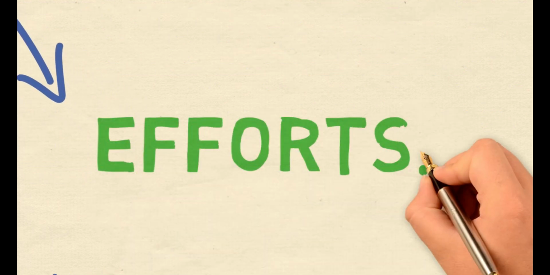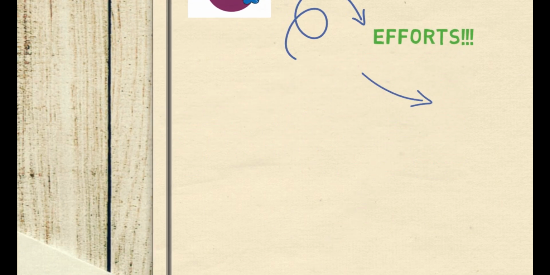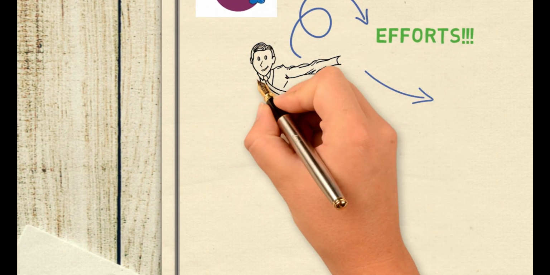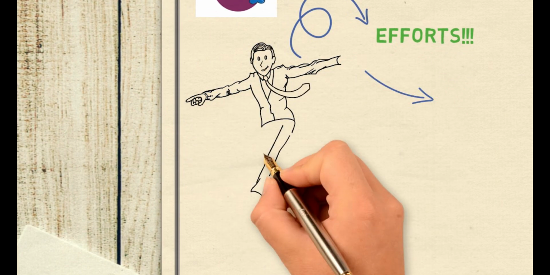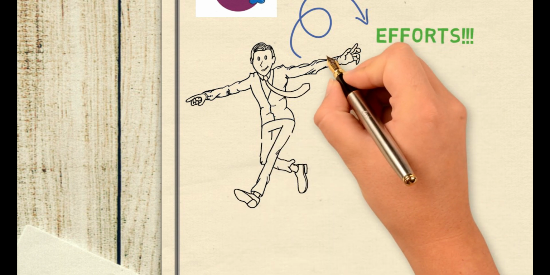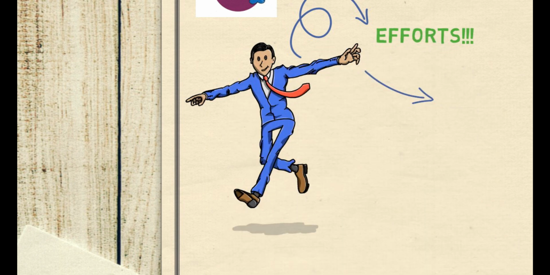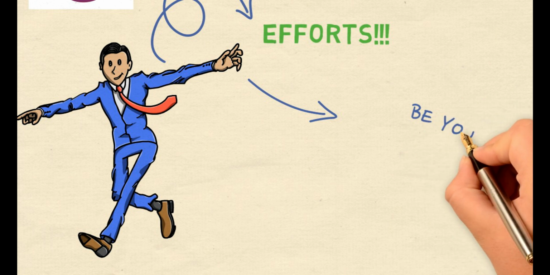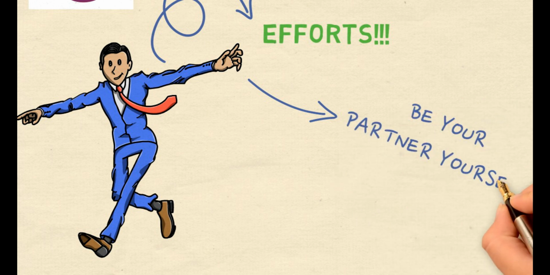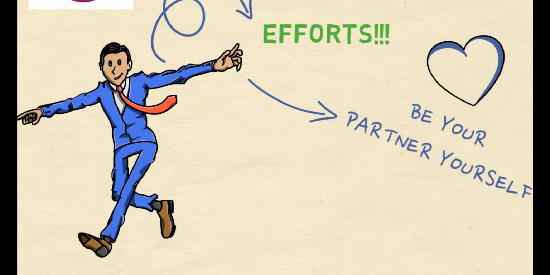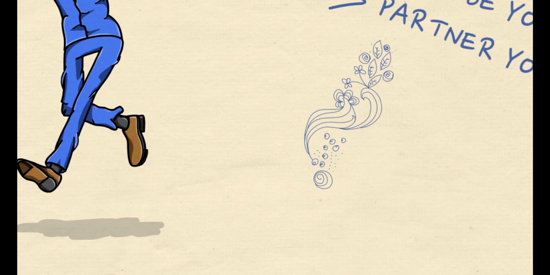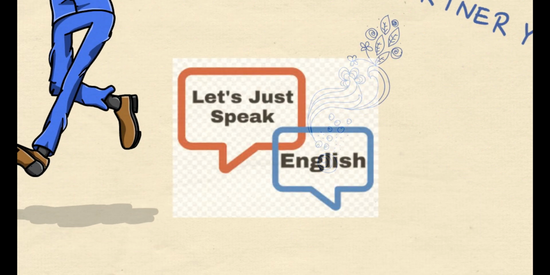What should we do for that? Number 1. Find a speaking partner. Oh, it's okay if you don't have a speaking partner. Don't worry at all. Be your own partner and talk to yourself. Speak English. This is the only effective way of learning to speak English. And also, don't worry about your mistakes.